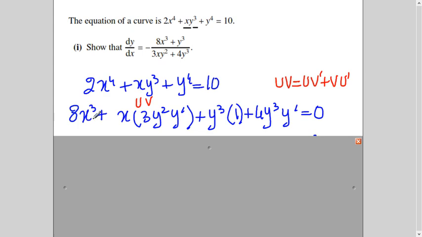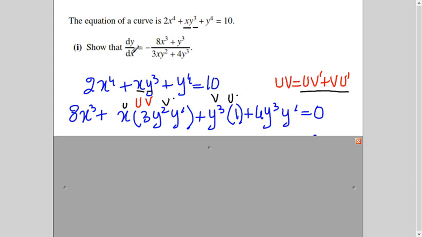It will be 8x cubed. Now this is your u v prime, because if you differentiate y cubed, it will be 3y square dy over dx, plus v prime, I'm writing this formula basically, right? So this is my v, this is my u prime, and this is my u, and this is my v prime, and this is the question u and v. Okay, and then I'm differentiating this 4y power 4, it will become 4y cube dy over dx equals to 0.